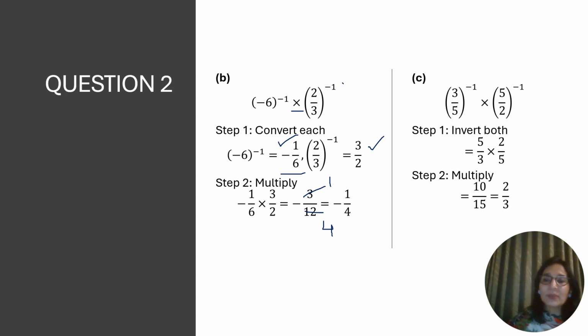Let's see question number 6. 3 upon 5 to the power minus 1 into 5 upon 2 to the power minus 1. I can quickly request you, students, to pause the video and try to solve this question by yourself. It is just the same as question number B. You just have to reciprocate, multiply and reduce it to the lowest term.